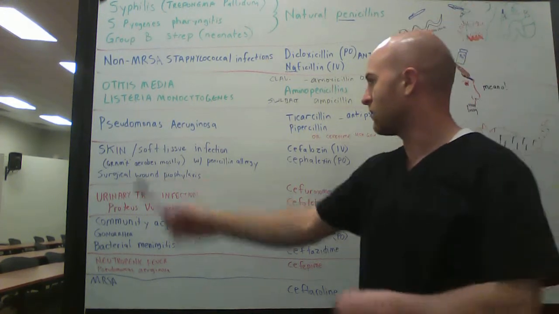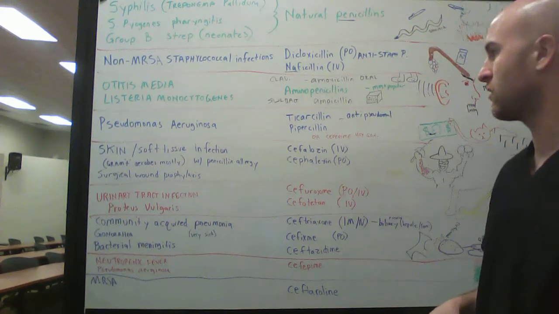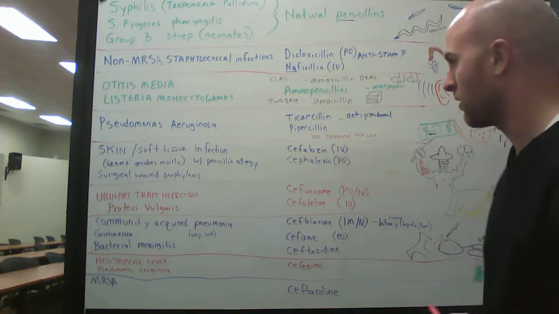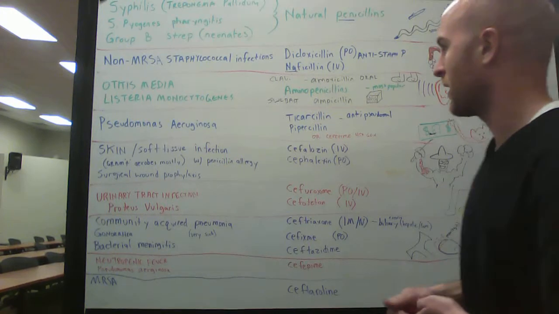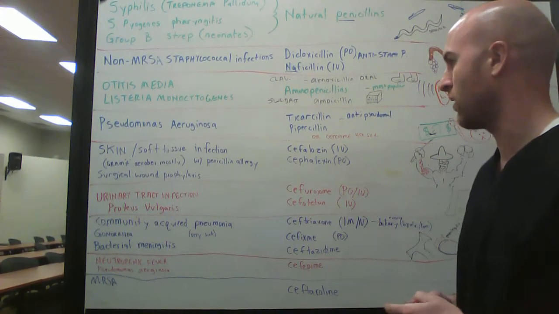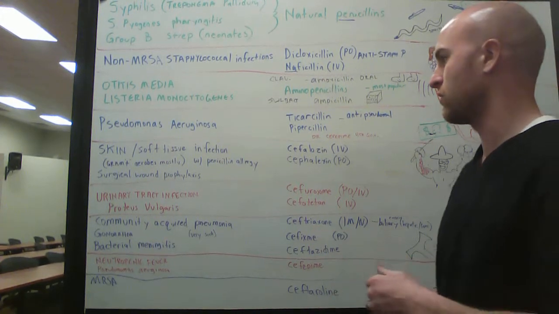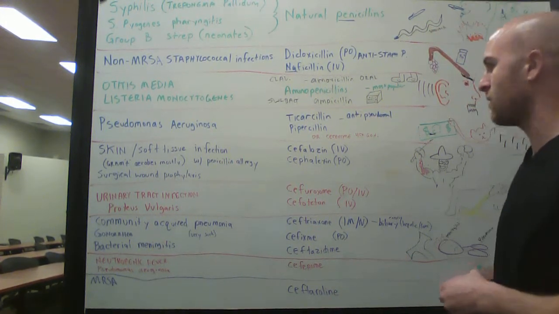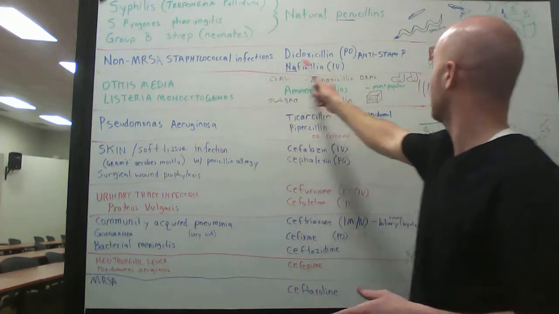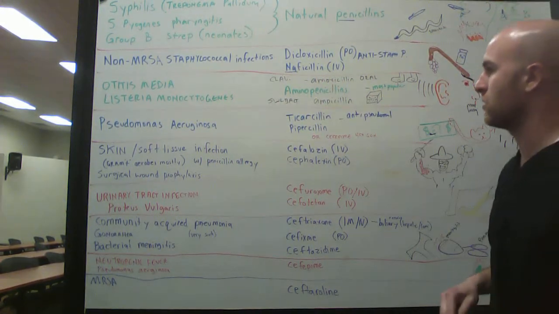Okay, so what if somebody comes in with a skin or soft tissue infection, and you find out it's most likely going to be a gram-positive aerobic infection, and the person says that they have a penicillin allergy. This could also be in the case of surgical wound prophylaxis. So they come in, they've got this infection, but you can't give them dicloxacillin or nafcillin because they say they're allergic to penicillin.